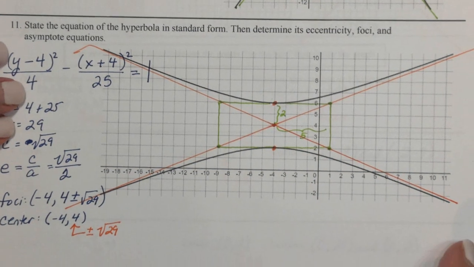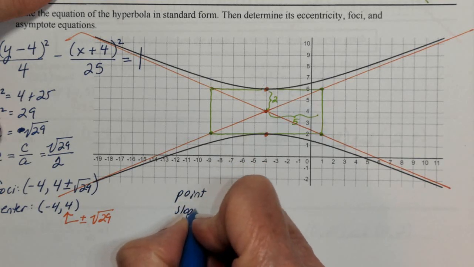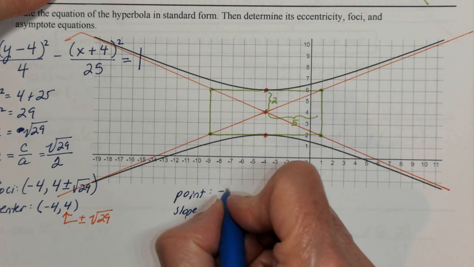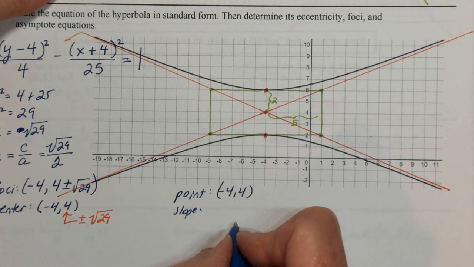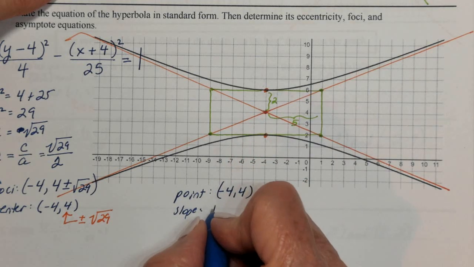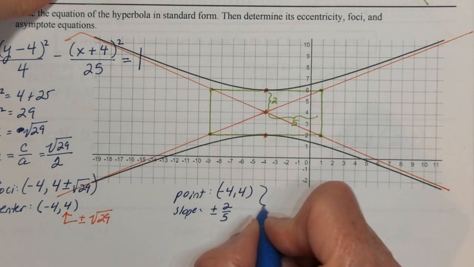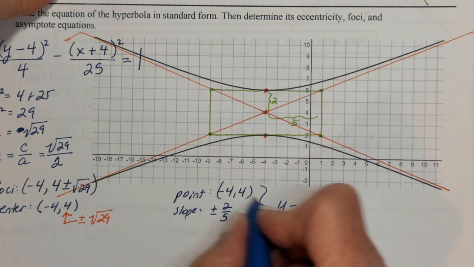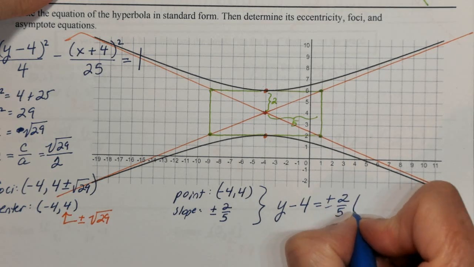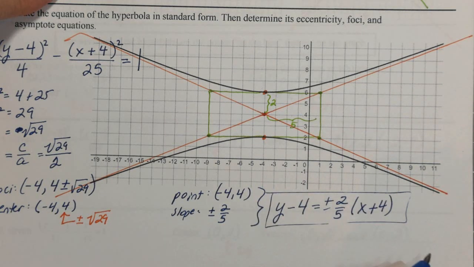Now for the equation of the asymptotes. Point, slope. The point, I'm going to use the center as the point. That was negative 4, 4. For the slope, I went up 2 over 5, or down 2 over 5, 2/5. So the equation will be y minus the y coordinate is equal to the slope times x minus the x coordinate. That's the equation of the two asymptotes.